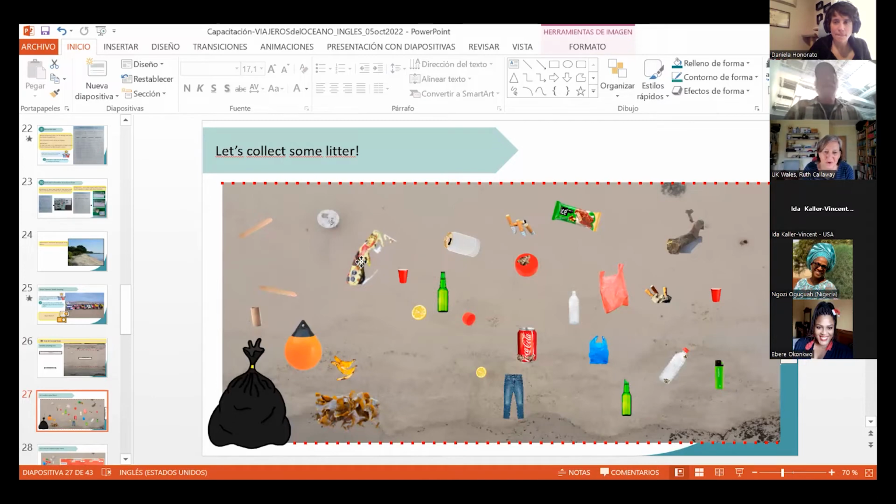Should we collect it? Yes, we should collect it because it's also litter. How about this plastic cup? Would we collect this? Yes. Okay. How about this bottle? Definitely. How about this can? Yes. How about this bottle cap?